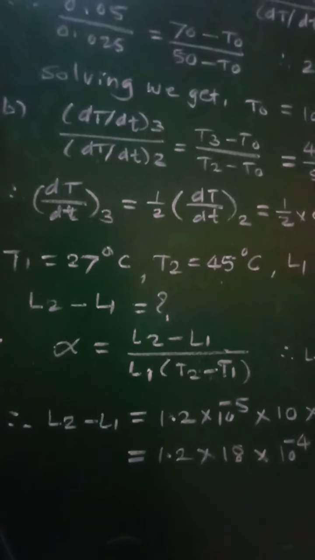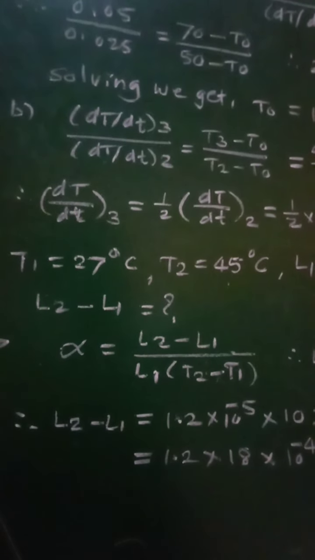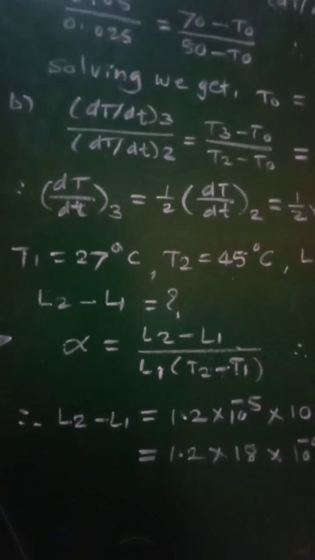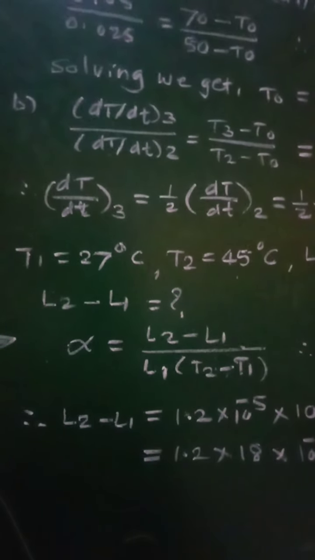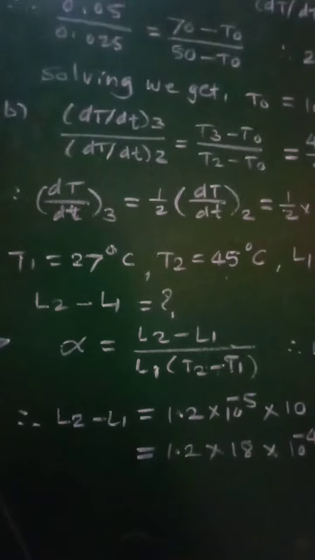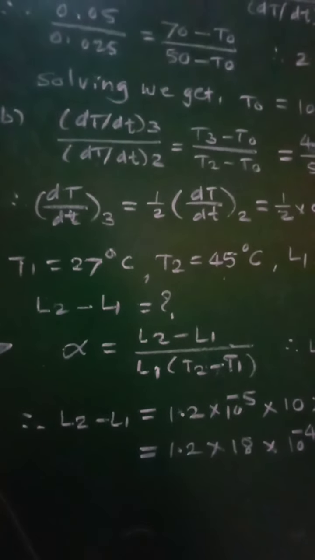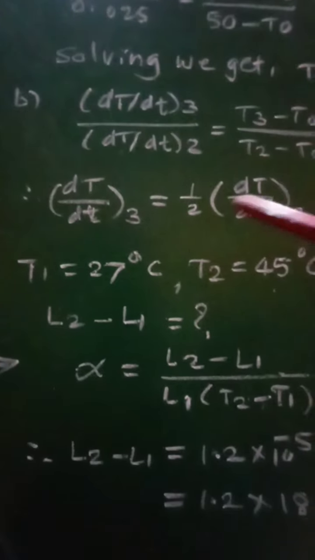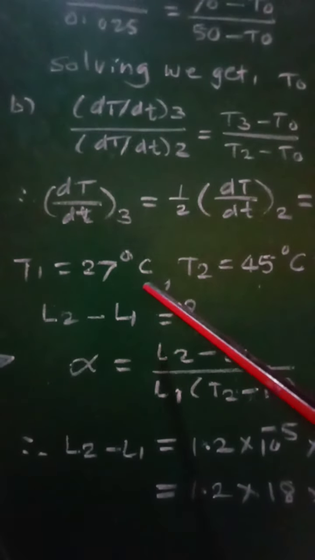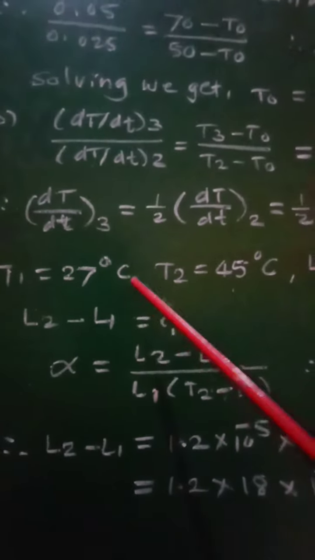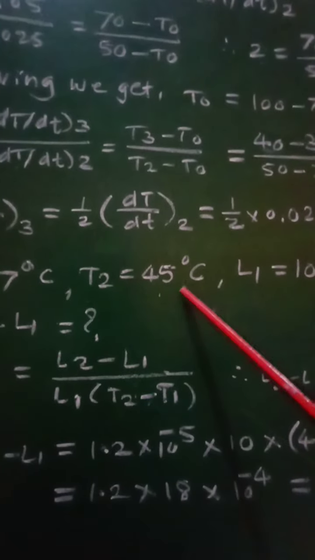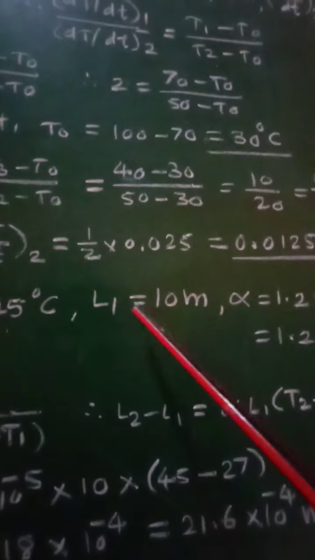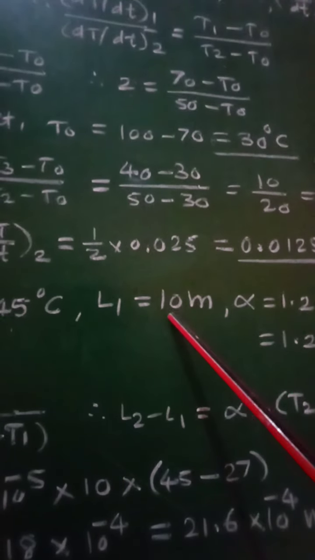So this material of the rail section has a coefficient of linear expansion alpha equal to 1.2 into 10 raised to minus 5 per Kelvin, and therefore the given data is: T1 is equal to 27 degrees Celsius, that is the initial temperature. T2 is equal to 45 degrees Celsius. The length of the rail section, that is L1, equal to 10 meter.